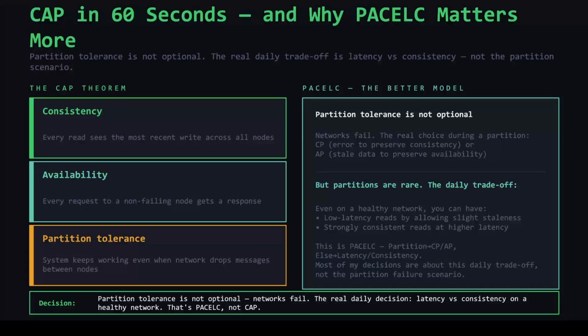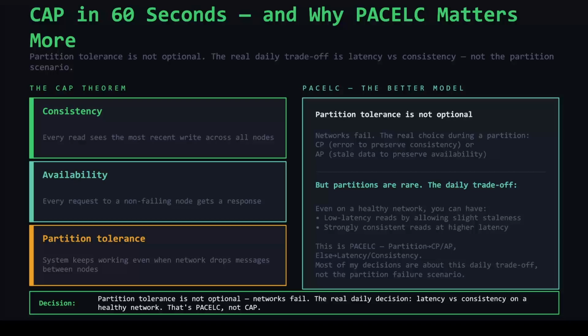Okay, the CAP theorem says a distributed data store can only guarantee 2 of 3 properties: consistency, availability, or partition tolerance. Consistency means every read sees the most recent write. Availability means every request to a non-failing node gets a response. Partition tolerance means the system keeps working even when the network drops messages between nodes. The key insight: partition tolerance is not optional. Networks fail. The real choice is CP or AP. During a partition, do you return an error to preserve consistency or return potentially stale data to preserve availability?